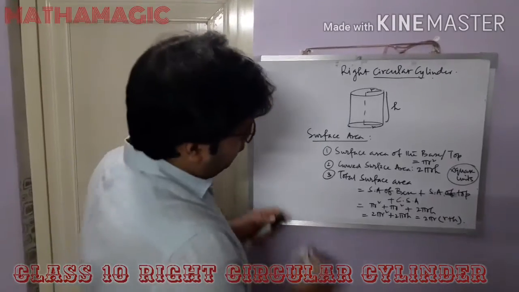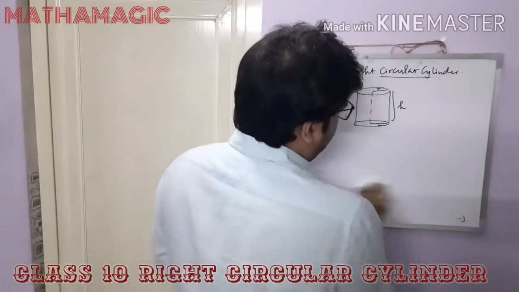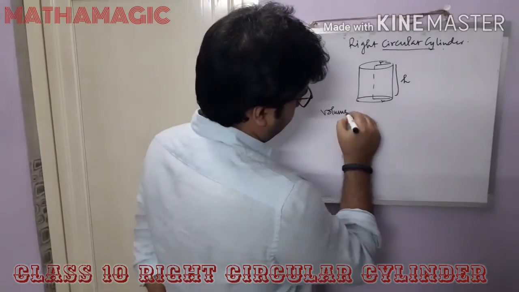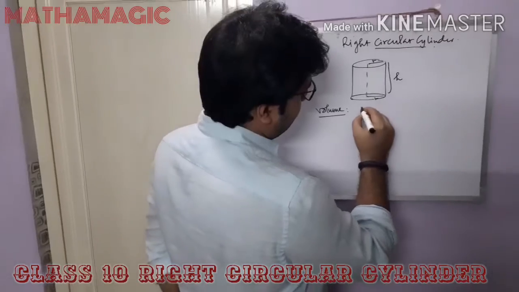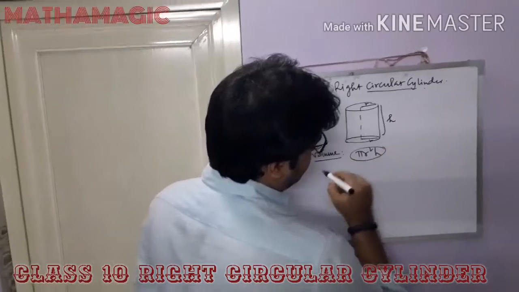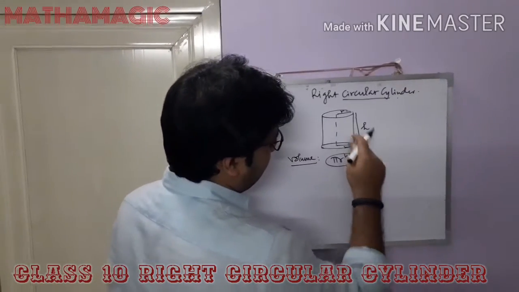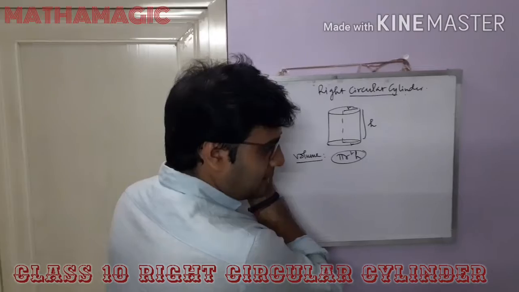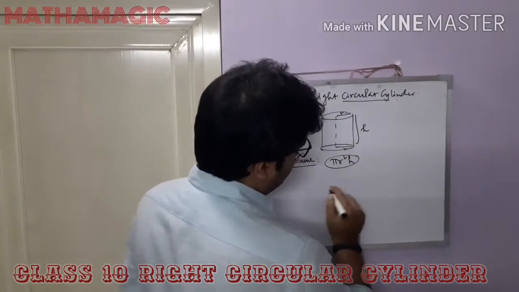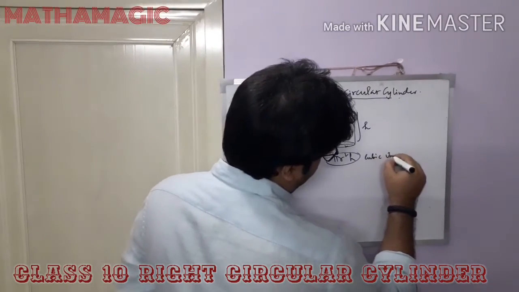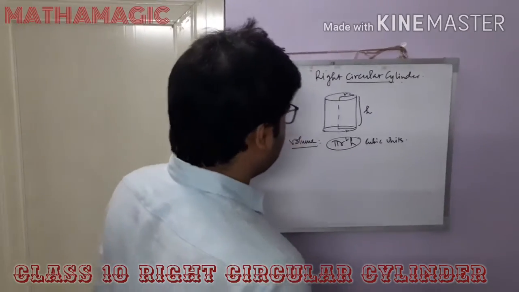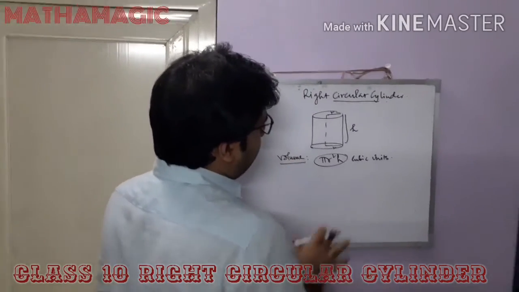In case of finding out the volume of a right circular cylinder, the volume will be equal to pi r square h. H is the height of the cylinder and r is the radius of the base or the top, and this is the volume of a right circular cylinder. This will be in cubic units for obvious reasons, because this is the volume. We are multiplying three elements here. Now please note it down.